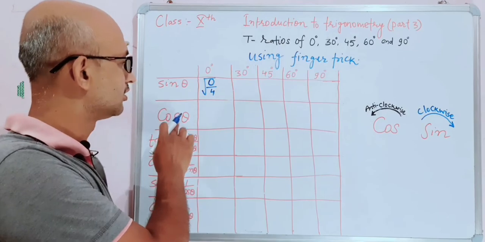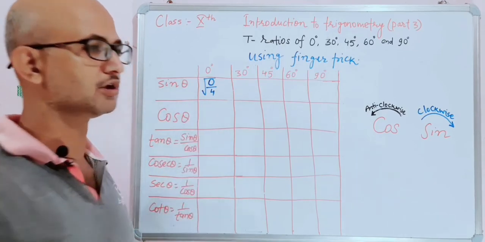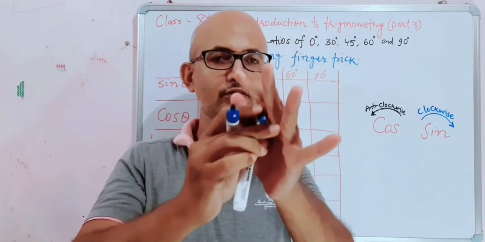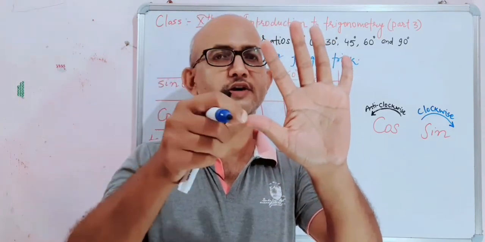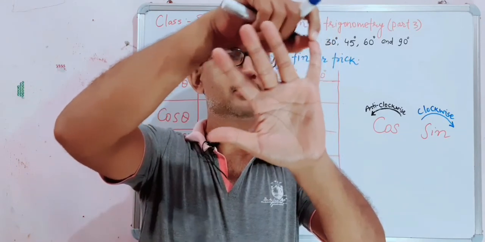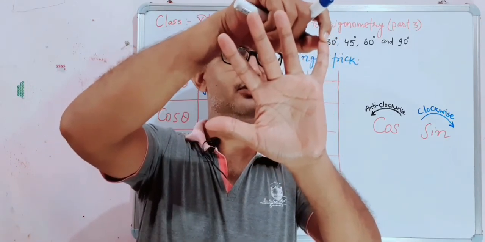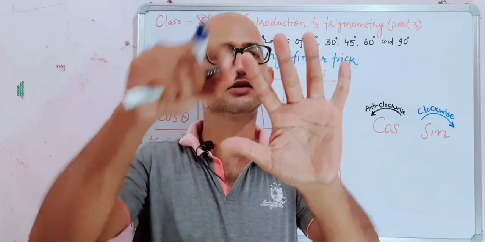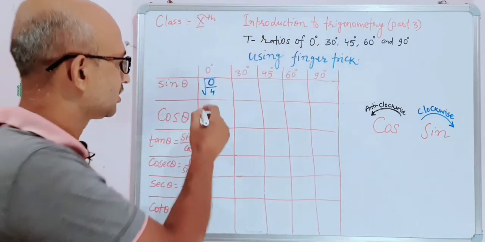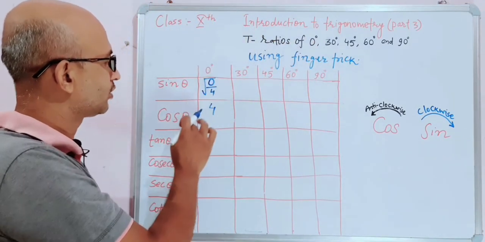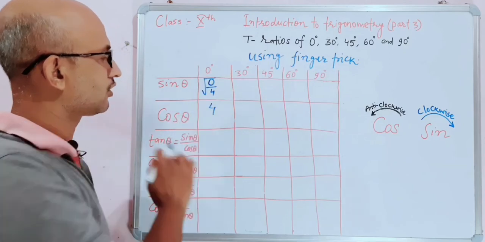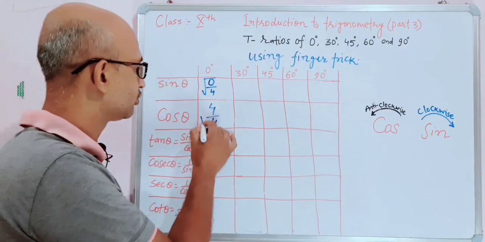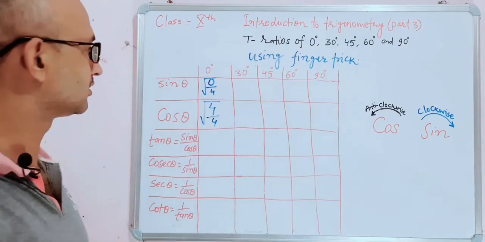Now to find value of cos 0 degree, once again hold 0 degree finger and move in anti-clockwise direction. In anti-clockwise direction of this 0 degree finger, there are 1, 2, 3, 4. There are 4 fingers. Therefore, we put here 4 in the column of 0 of cos, and again we divide it by 4 and put a square root over it.